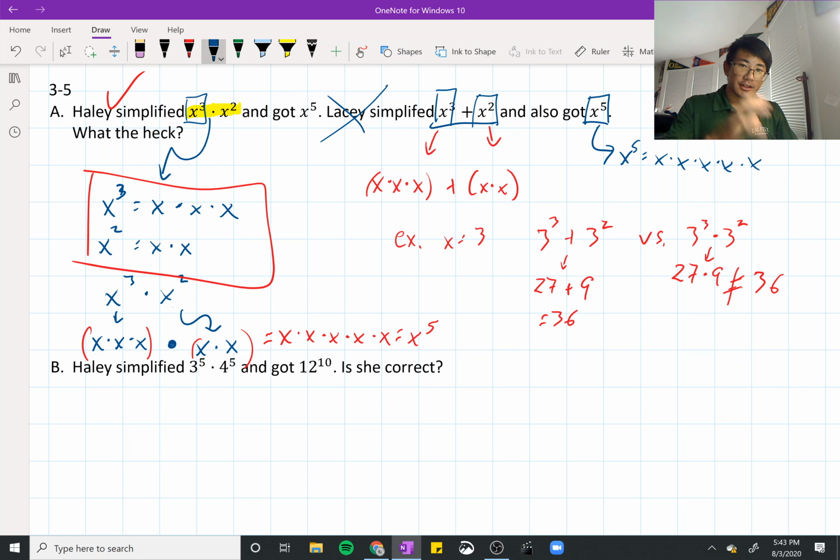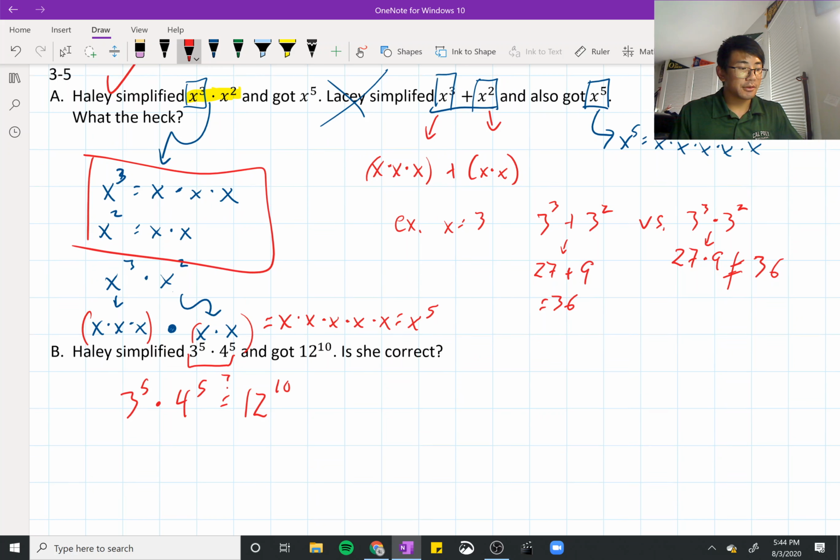Now let's take a look at this last problem here. It's another "did I simplify this correctly" question. And so we have, let's write this down a little bit bigger, 3 to the fifth times 4 to the fifth equals 12 to the 10th. Is that correct or not? Well, let's take a look.